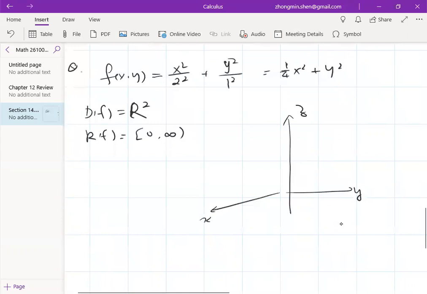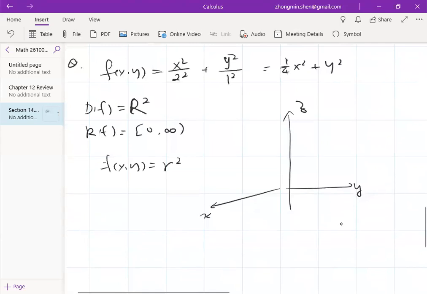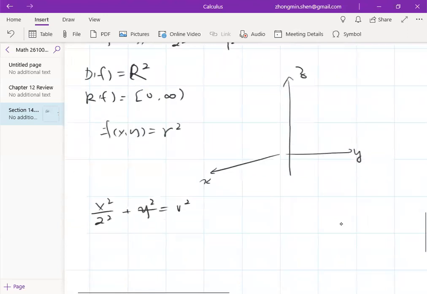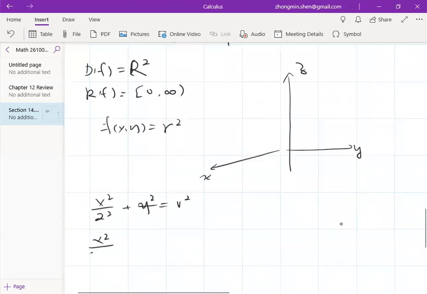I consider the equation f(x,y) equals, let's say, r squared, positive. I want to see what x, y gives you the value of r squared. So I get x squared over 2 squared plus y squared over r squared, which I'm going to rewrite as x squared over (2r) squared plus y squared over r squared equals 1.